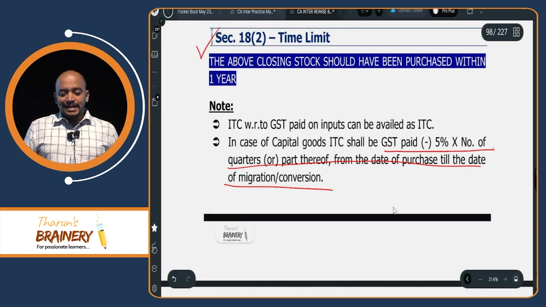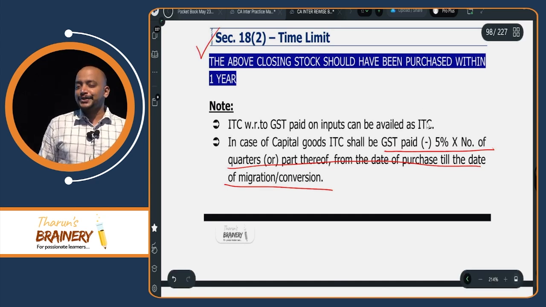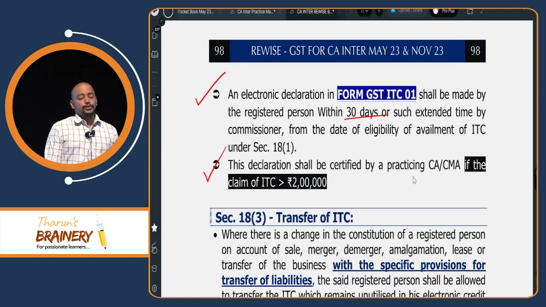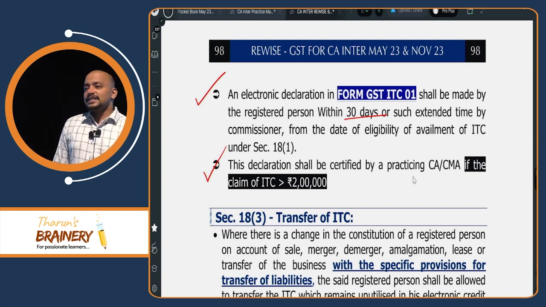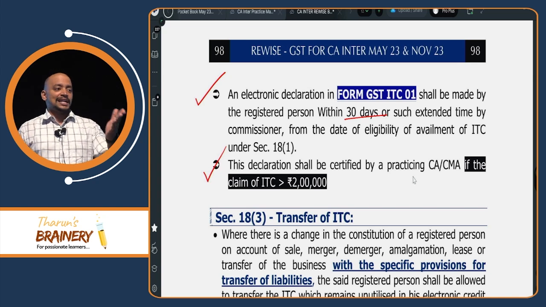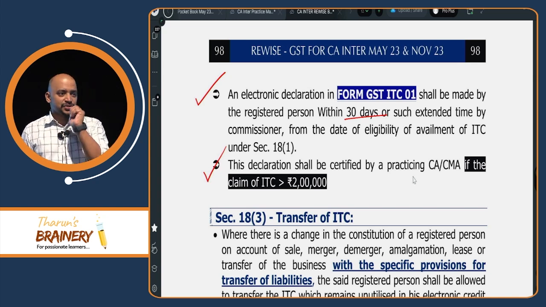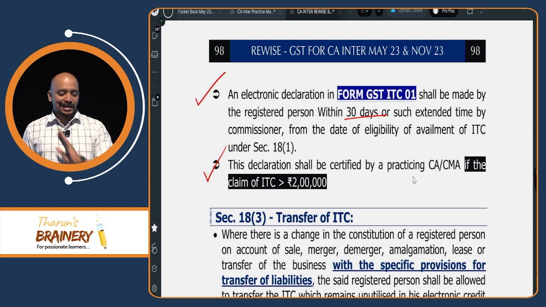And ITC with respect to GST paid on inputs can be availed as ITC, no need to reduce 5%. But in case of capital goods, we need to reduce 5% for every quarter or part thereof from the date of purchase till the date of conversion. And to take this ITC in all these four cases, they need to file a declaration in ITC 1. And that ITC 1 should be filed within 30 days from the date they are eligible. In case of 18(1)(a)(1)(b), from the date they get registration certificate. In 18(1)(c)(1)(d), from the date of conversion within 30 days.